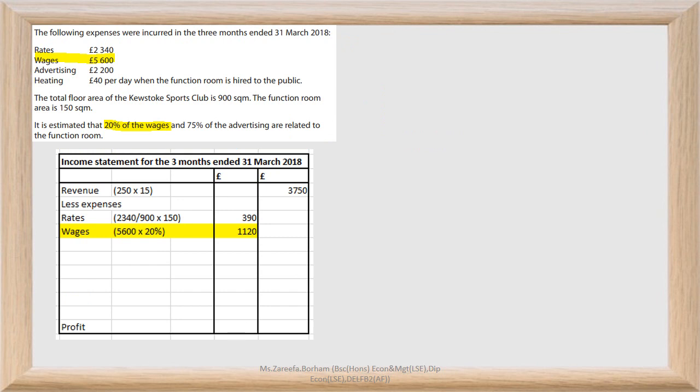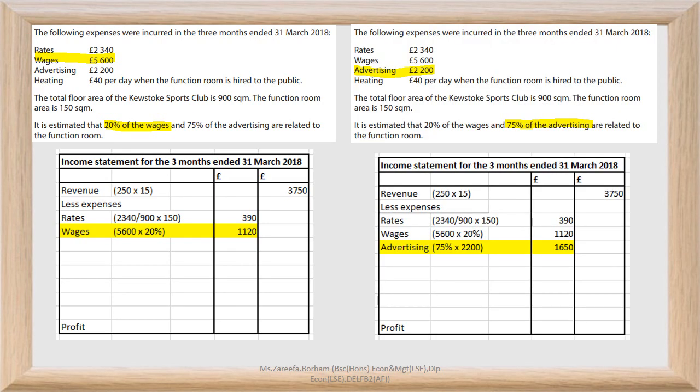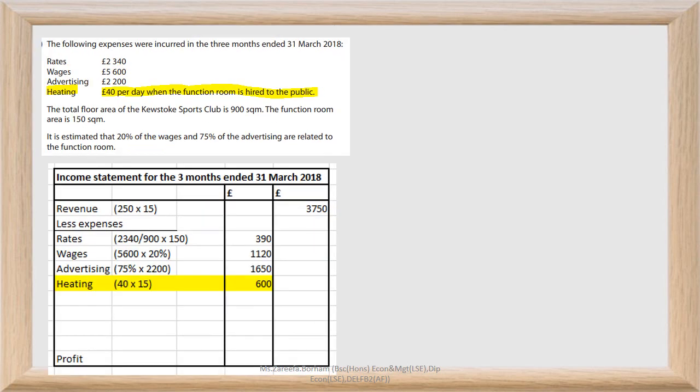Next, we should take wages. In this case, only 20% of this figure is relevant for the function room. In the case of advertising, 75% of the advertising figure is relevant for the function room. Considering heating, it will be 40 multiplied by the number of days of hiring, so it will be 40 into 15.